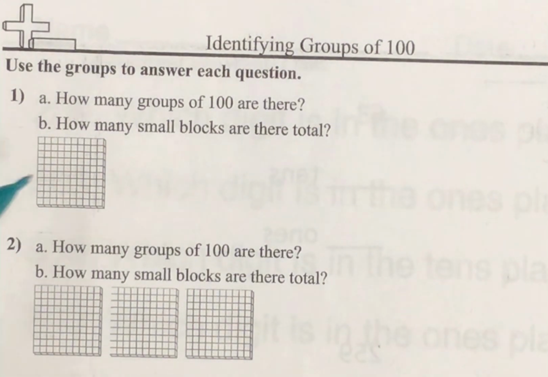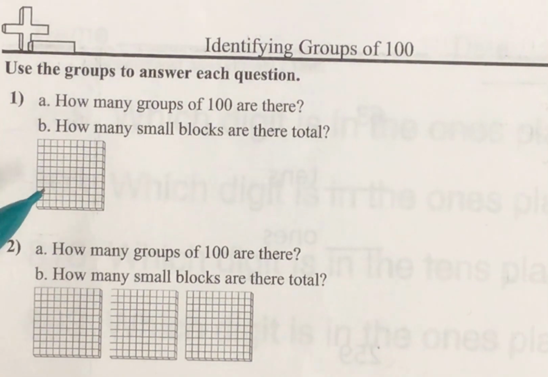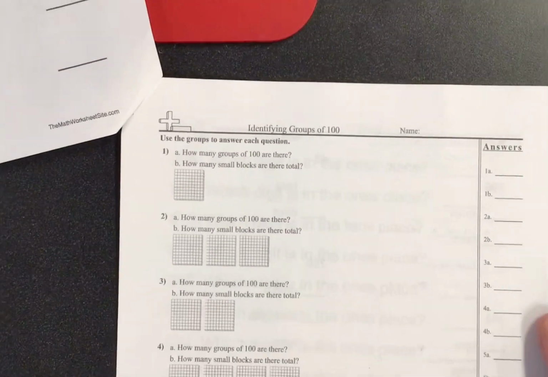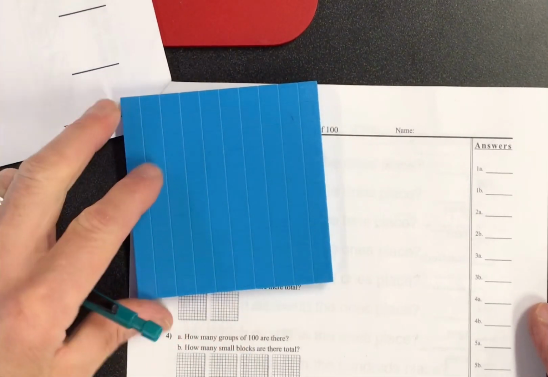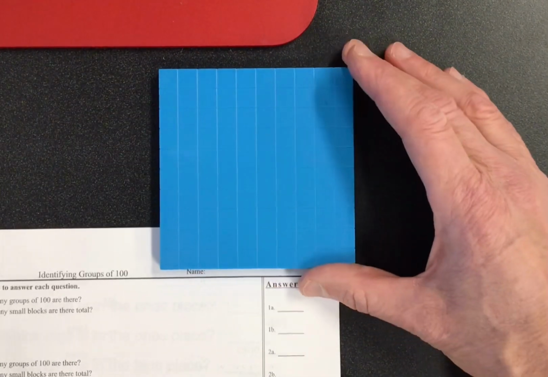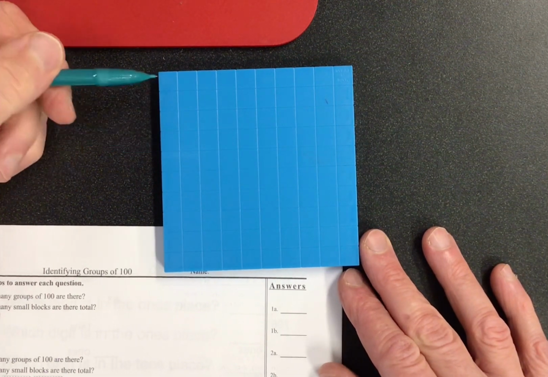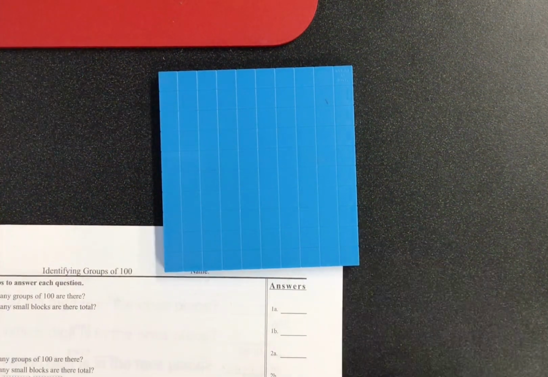Now you can see here there's a block, and this is a hundreds block, a base 10 block, and I'll show you a blue one. Here's a hundreds block here. Now, if you're saying, Mr. Phelps, why is it a hundreds block? Well, there's 100 of these squares in this block. We could count each one, but it would take a long time.